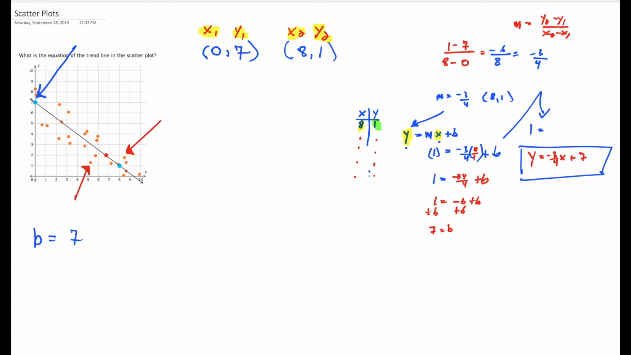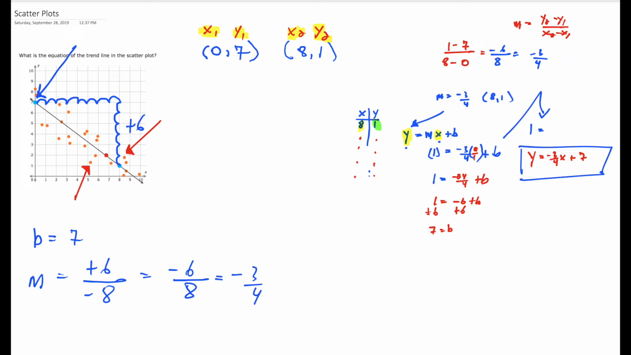And then you can also just count. 1, 2, 3, 4, 5, 6. All right, that's plus 6, and then negative 1, 2, 3, 4, 5, 6, 7, 8. All right, so our slope is rise 6 and to the left 8, but then the negative floats to the top. The plus is invisible, so that's really negative 6 over 8. Chop them both in half, negative 3 over 4.